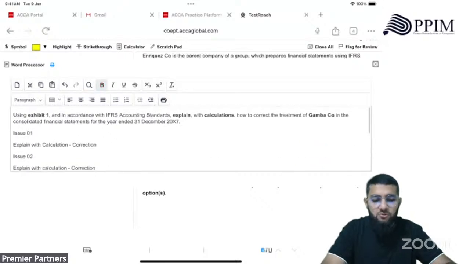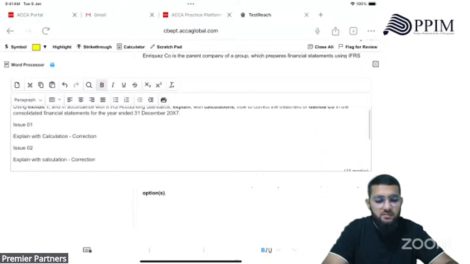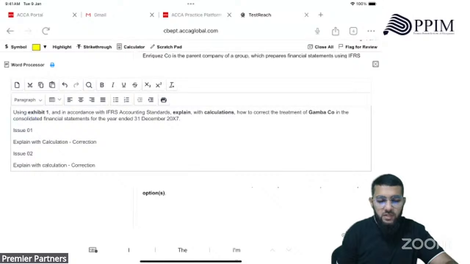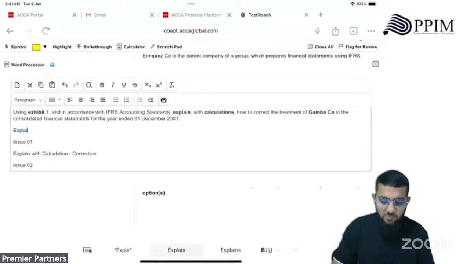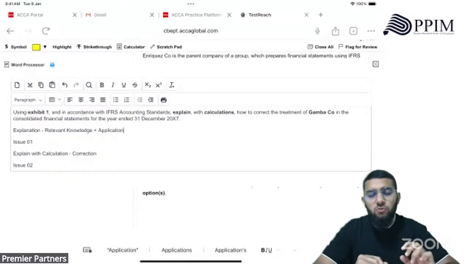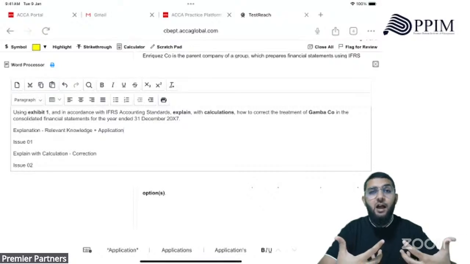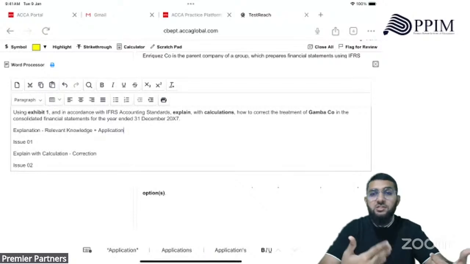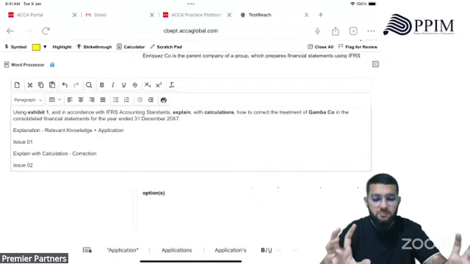Since they are requiring you to explain with IFRS accounting standard, always remember whatever you explain, explanation will require relevant knowledge plus application. Explanation is relevant knowledge plus application. Also, guys, don't worry about your spellings as far as it is understandable, readable. You don't have to go back and correct spelling mistakes. If there are spelling mistakes, just go ahead. I don't go back and correct the spellings and all that.